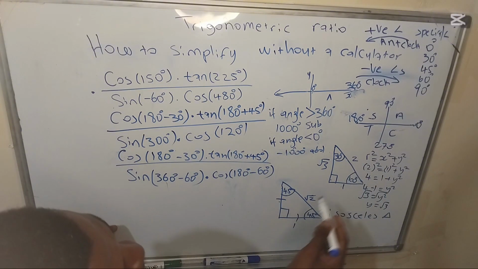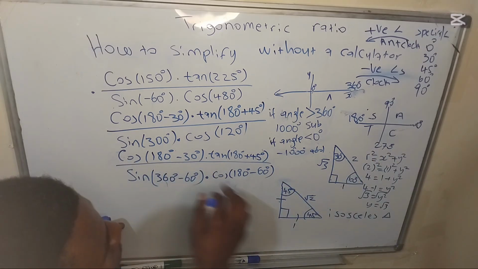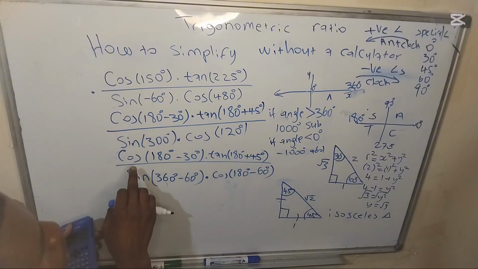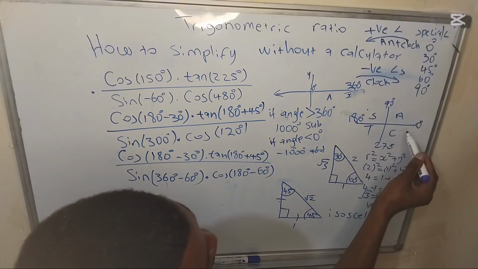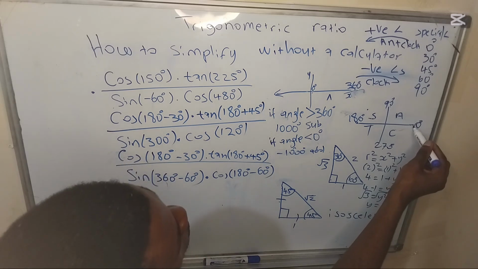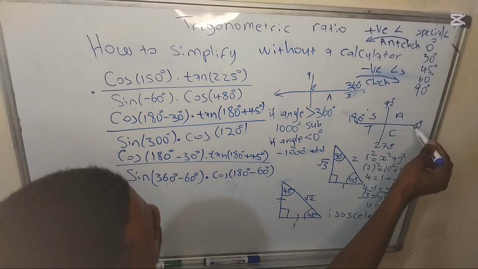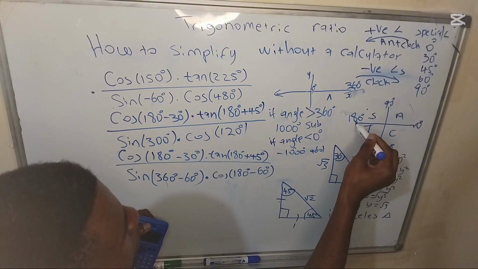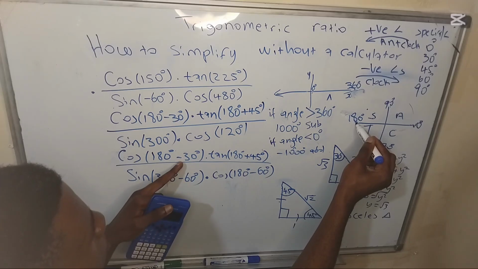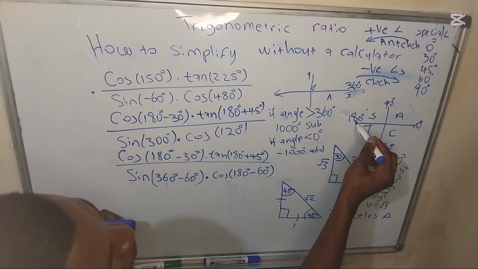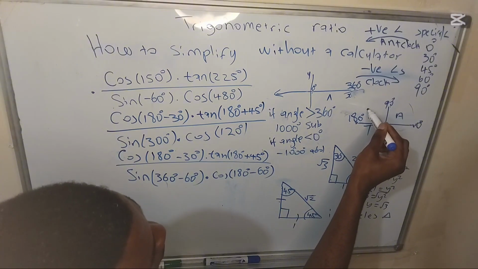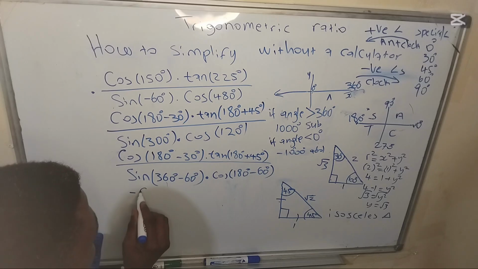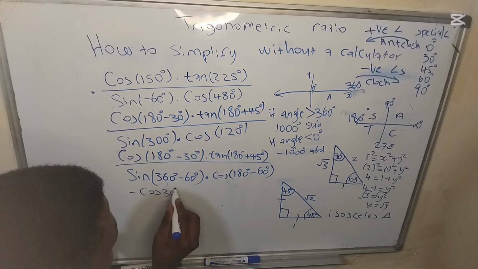Then let's start from 180 degrees minus 30 degrees. Let's simplify this: cos 180 degrees minus 30 degrees. So let's start from 0 degrees. Then we have to move anti-clockwise because positive angles move anti-clockwise. So let's complete our 180 degrees. After completing our 180 degrees, we have to go back because negative 30 degrees is a negative angle, and negative angles go clockwise. So how is cos in this quadrant? Our cos is negative in this quadrant.